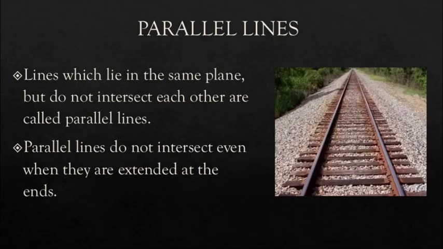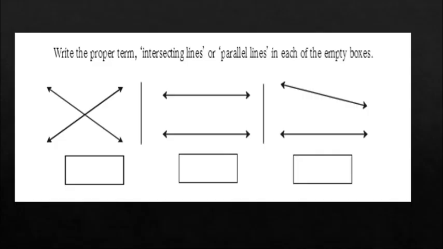Now children, can you identify which are the parallel lines and which are the intersecting lines? Well, look at the first picture. The two lines are crossing each other. So they are called intersecting lines as they meet at a particular point. The next lines are lying on the same plane but they are not meeting each other. So those lines are called parallel lines.